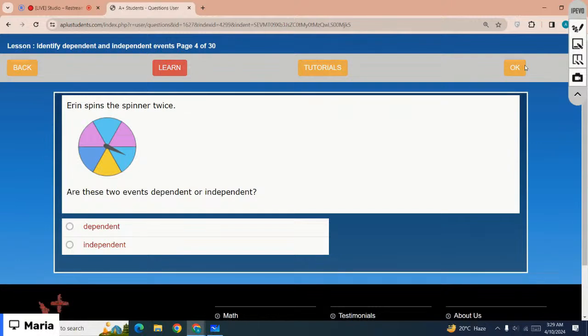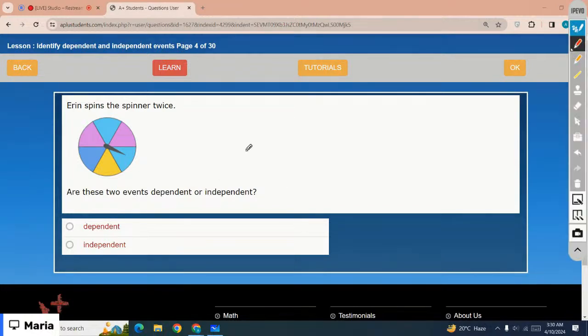Aaron spins the spinner twice. Are these two events dependent or independent? Spinners and dice are always independent events. Independent events, right? The correct option is independent.